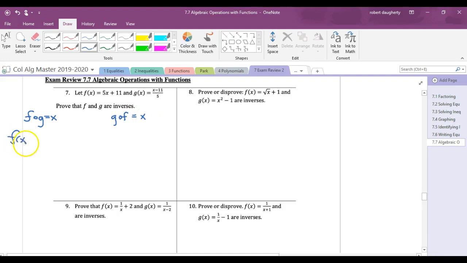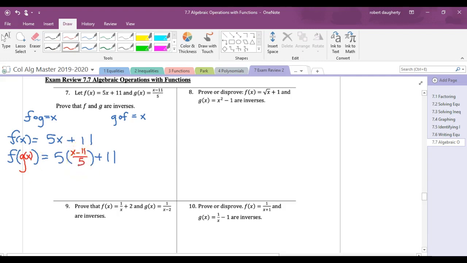F of x is equal to 5x plus 11. So that means that f, just replace it with blank parentheses. This is what f does, okay? I need to plug in g of x, okay? What is g of x? That is x minus 11 over 5.